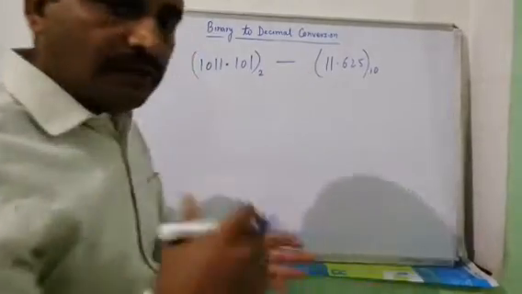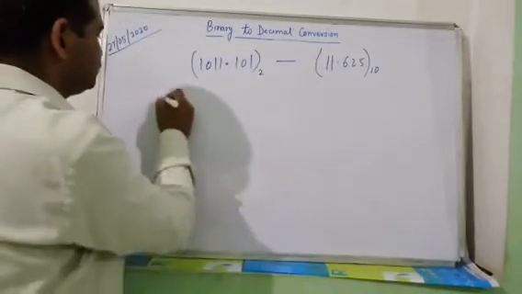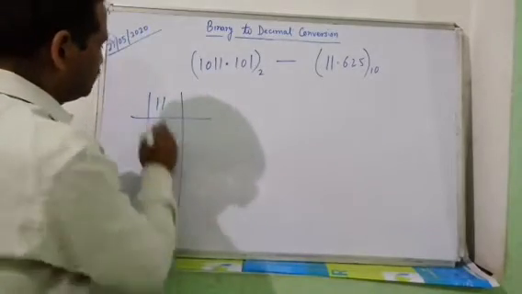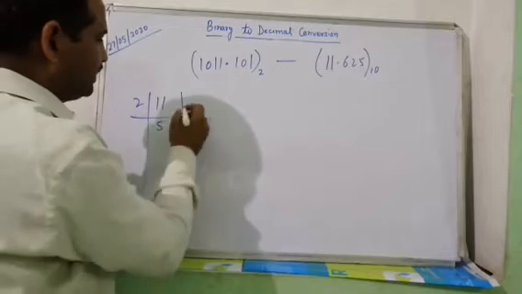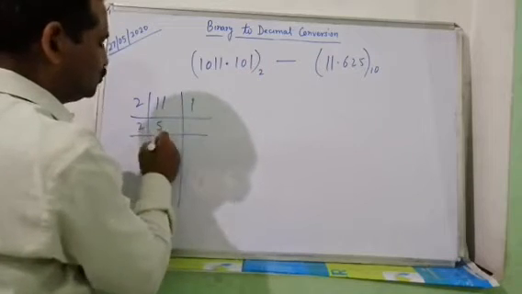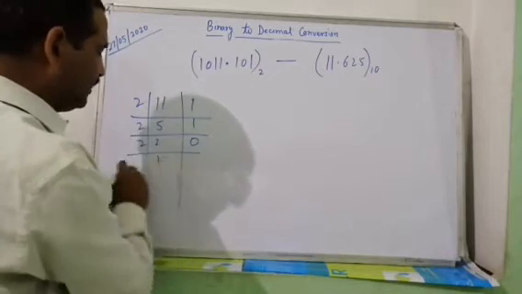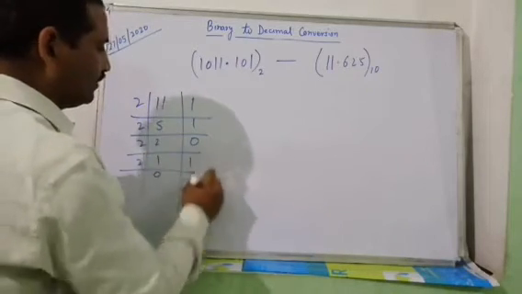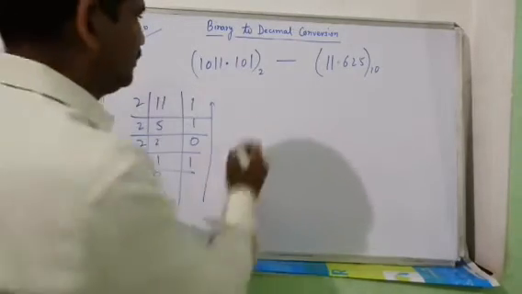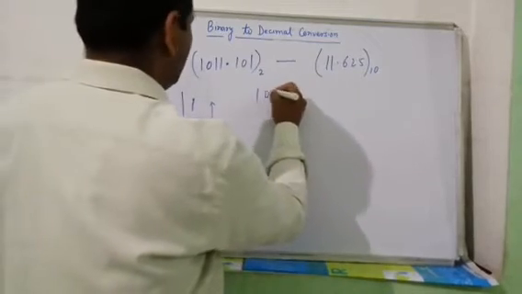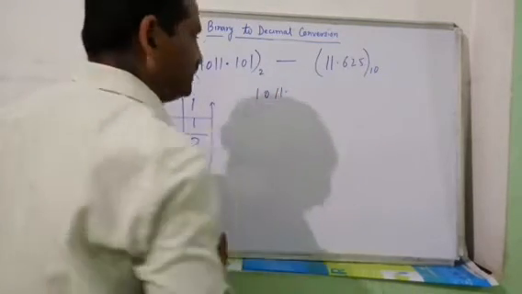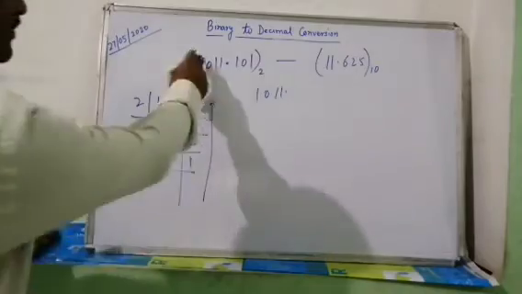This 11 convert into decimal. 2 to the 5 is 10, 1 is left. 2 to the 4, 1 is left. 2 to the 1, 0 is left. 2 to the 0, 1. From this side: 1, 0, 1, 1. This we have calculated. This is correct.